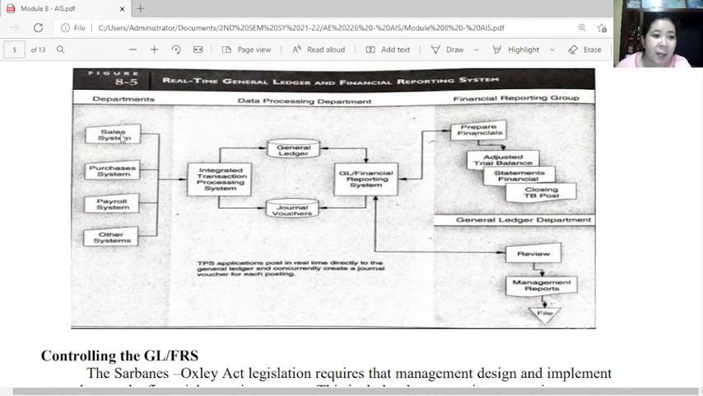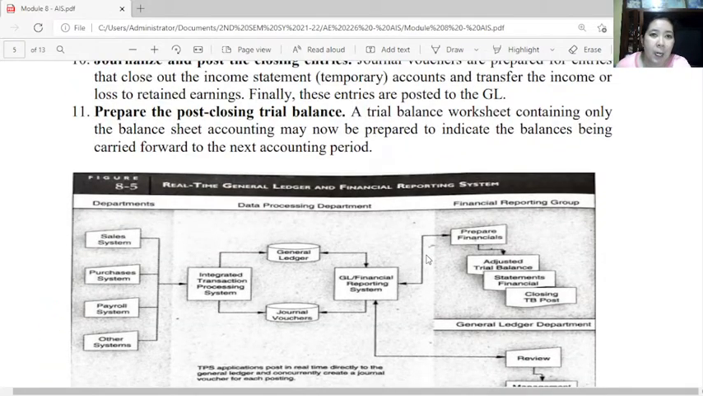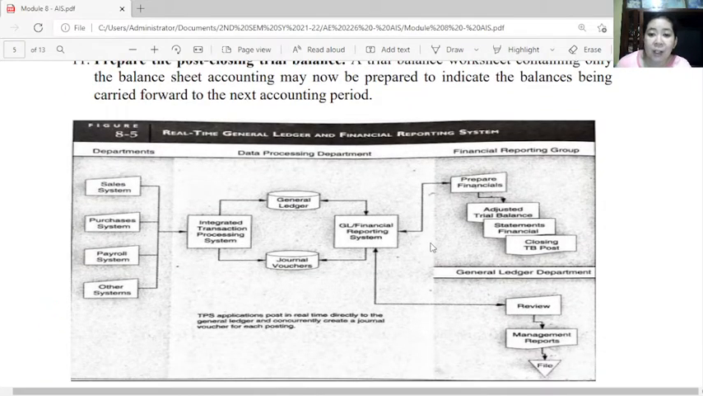So we have here the departments: sales, purchases, payroll, and other subsystems. All of the transactions will be processed in the data processing system together with the general ledger and journal vouchers, and finally go to the general ledger and financial reporting system to prepare our financial statements. So those are the procedures of the general ledger system for the financial reporting system.